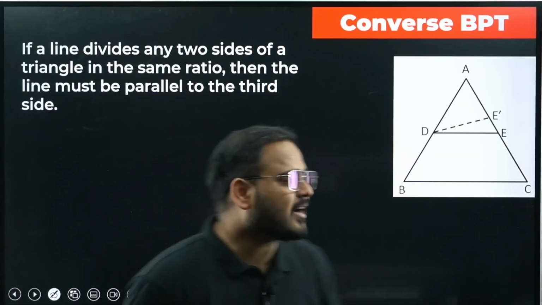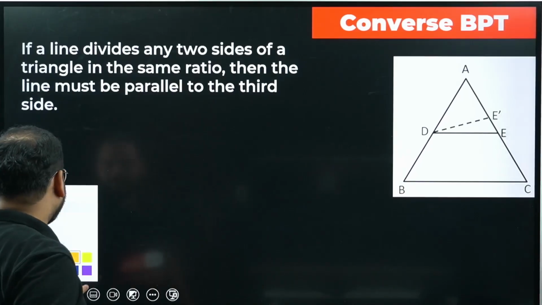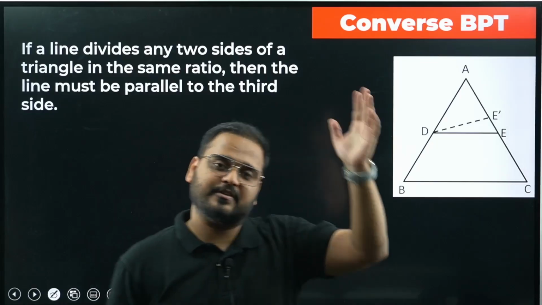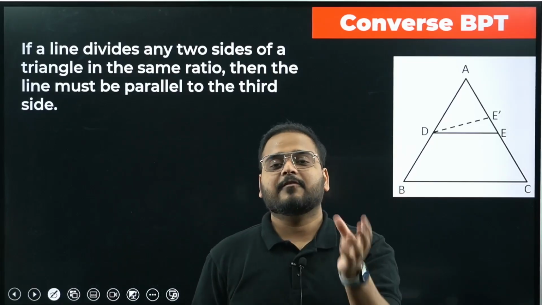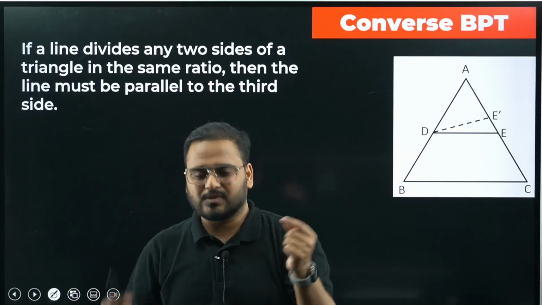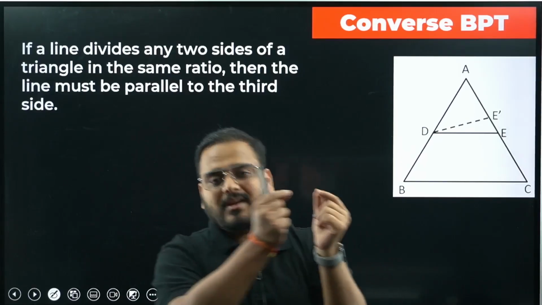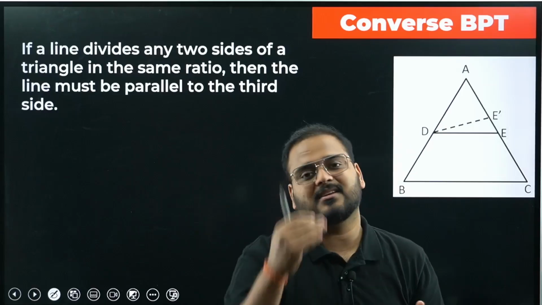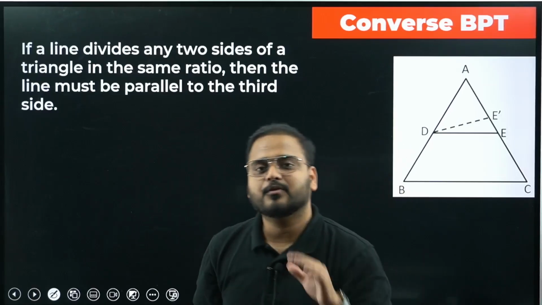Look at the Converse BPT statement. Have a look. If a line divides, so we have learned first, let me recall the BPT first. BPT was: if a line is drawn parallel to one of the sides, so if you take 2 points on 2 sides of the triangle and draw a line through them parallel to the third side, then the line divides the 2 sides in the same proportion. That's the statement of your BPT.